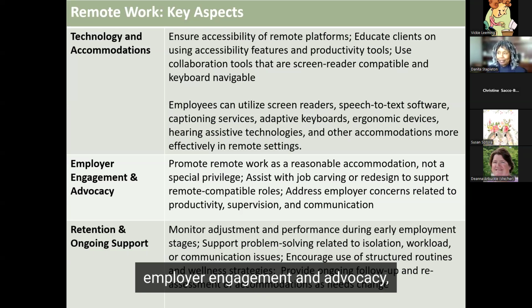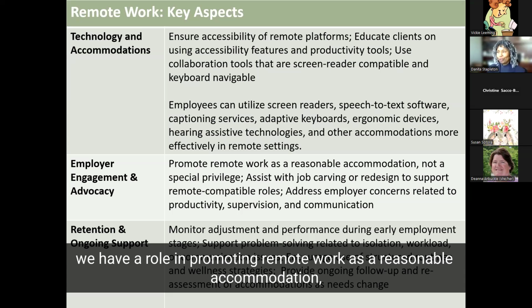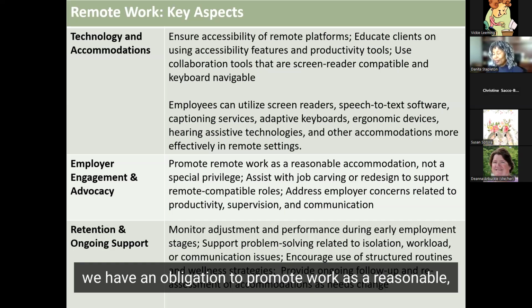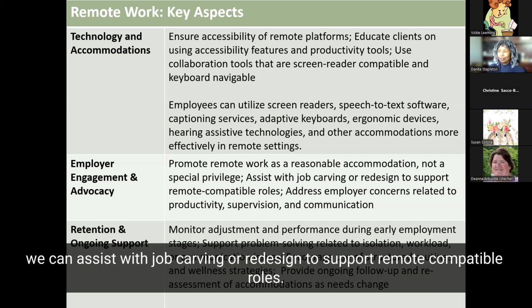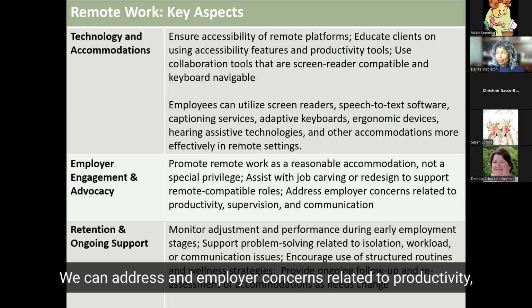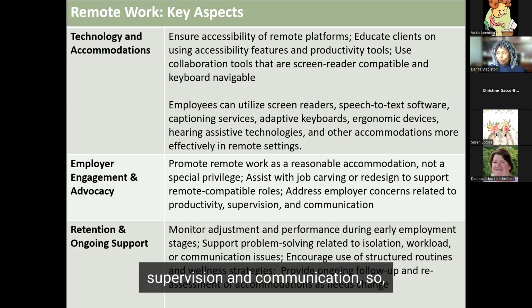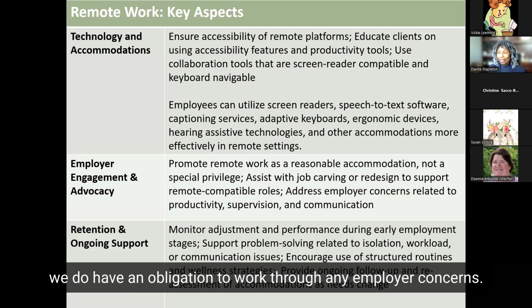Employment engagement and advocacy. We have a role in promoting remote work as a reasonable accommodation. We have an obligation to promote remote work as a reasonable accommodation, not a special privilege. We can assist with job carving or redesign to support remote compatible roles. We can address employer concerns related to productivity, supervision, and communication. So we do have an obligation to work through any employer concerns.